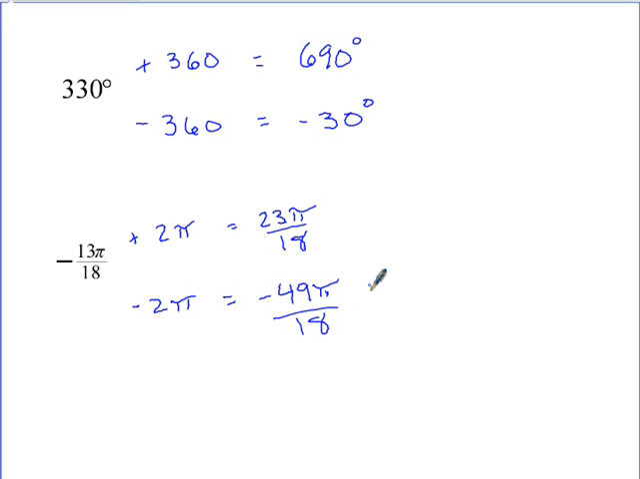So you get to kind of treat the pi like a variable, like an x. Just add and subtract the numbers and then add your pi back in when you write the final answer.